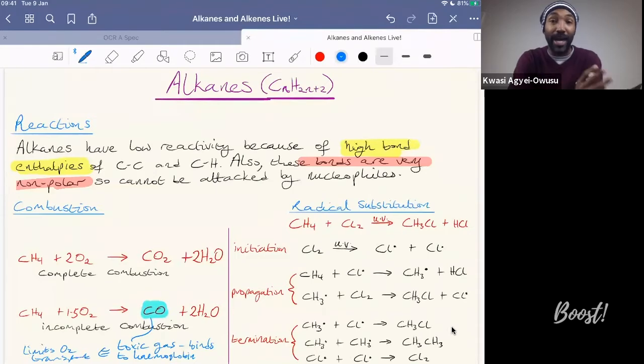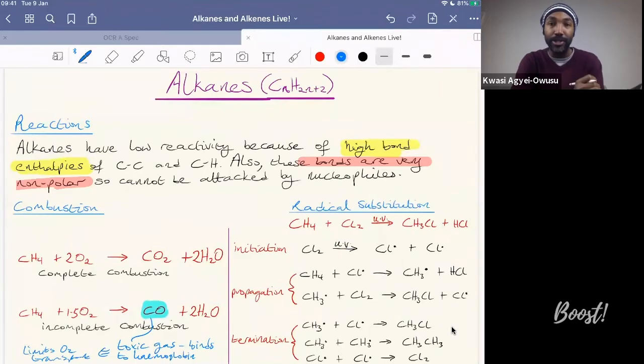Now, it doesn't matter what alkane you choose, you will end up forming that chloroalkane and hydrogen chloride gas. There is a bit more to it than I'm making out, and I will talk about this very shortly. But let's assume that we're only replacing one of the hydrogens of our alkane with a chlorine atom for now. So we need UV for this reaction to happen at all.